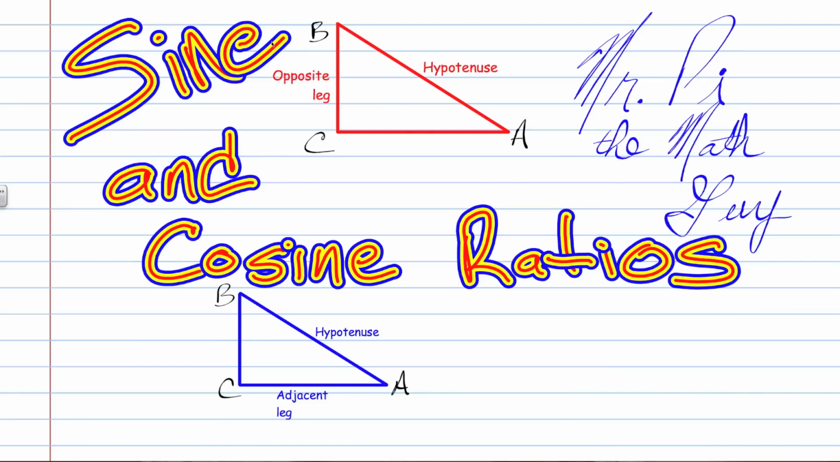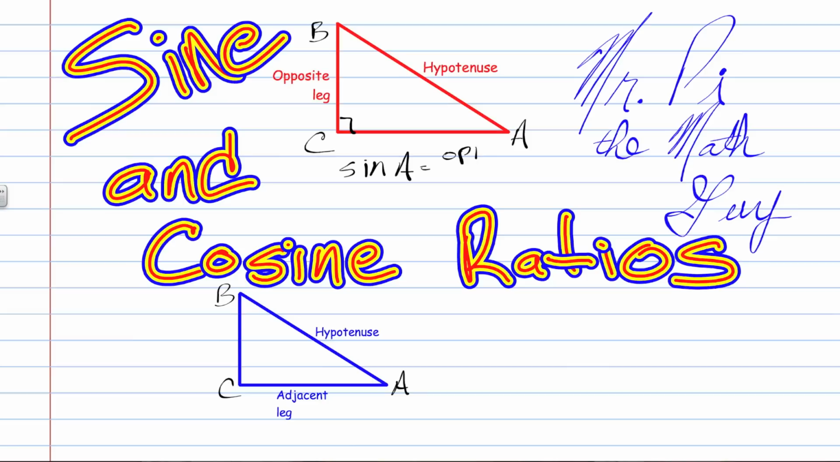Up here in the red, we have a right triangle. C is the right angle, and what we're going to be talking about here is in terms of angle A, the sine of angle A is equal to the length of the opposite leg over the length of the hypotenuse.